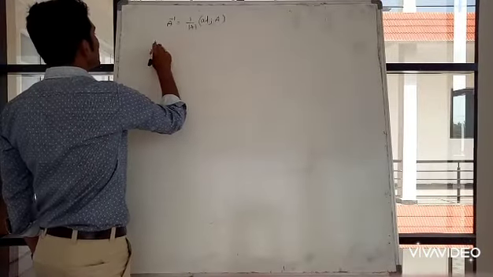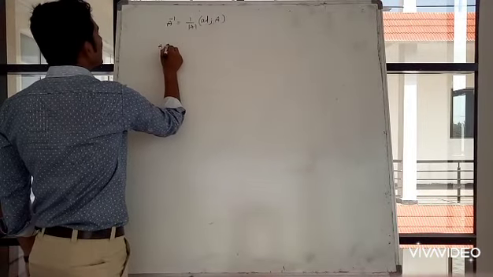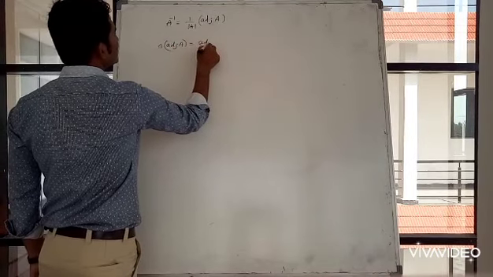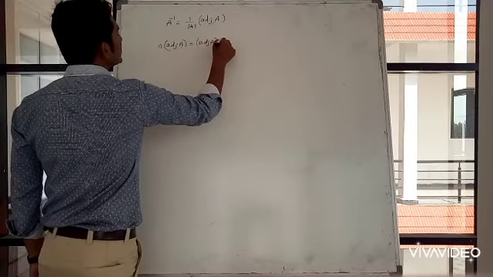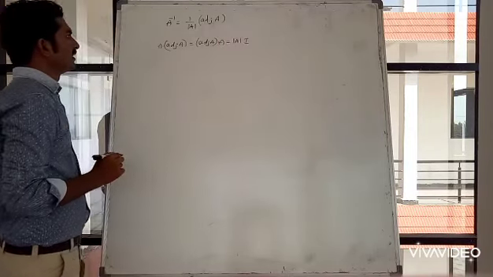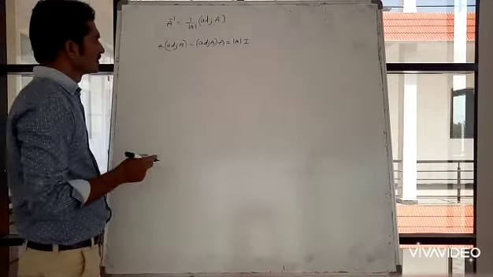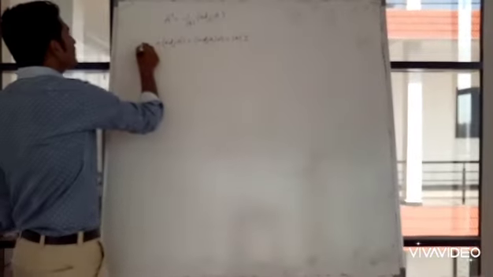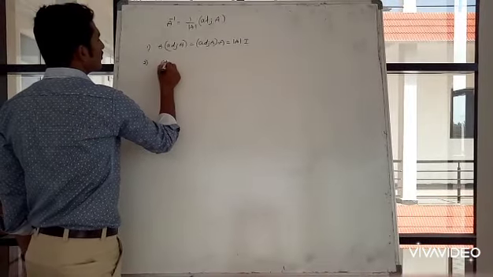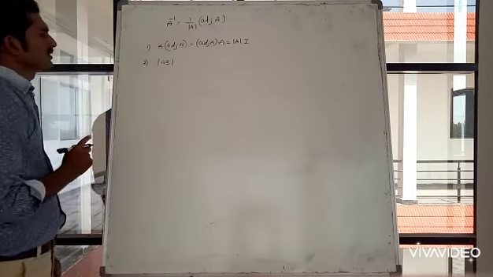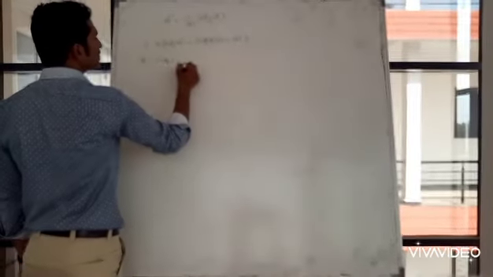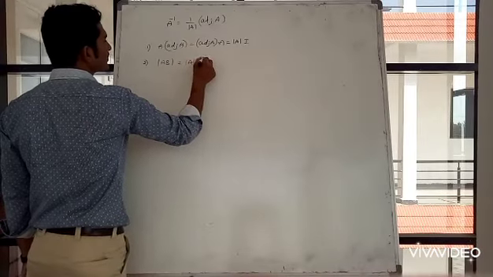The theorems are: A into adjoint of A is equal to adjoint of A into A is equal to determinant of A into I, where A is any square matrix of order n. And also, if A and B are matrices of the same order, then determinant of AB can be expressed as determinant of A into determinant of B.